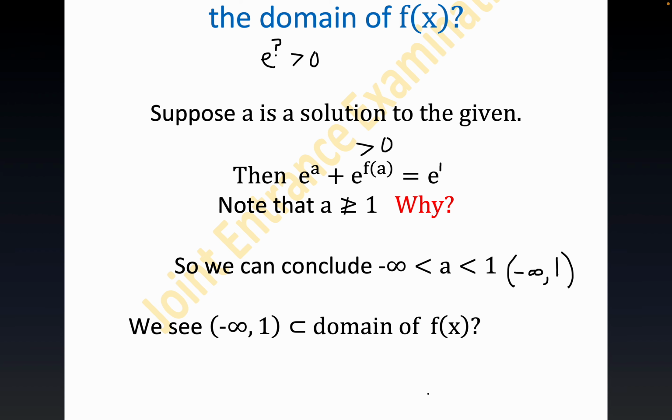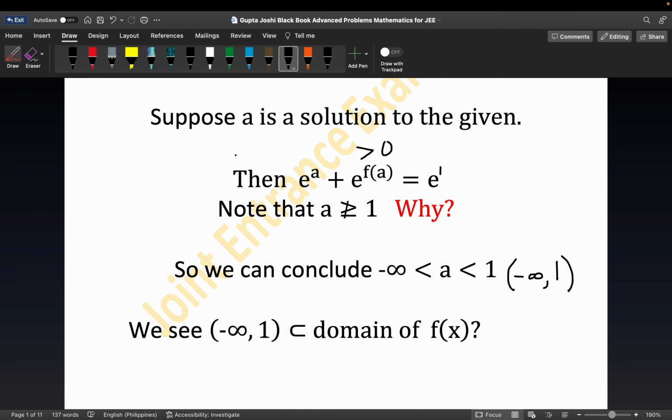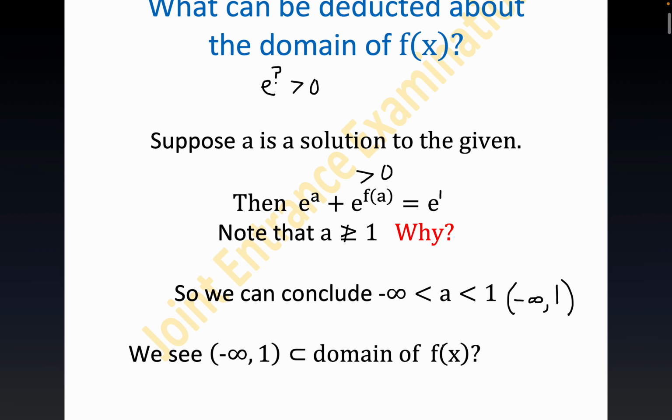So what does this tell us? It tells us that minus infinity comma 1 must be contained in the domain of f of x. See, we want to know something about the domain of f of x. And so the strongest statement I can make is that minus infinity comma 1 is contained in the domain of f of x. Now the solution to the problem, let me go ahead and get that circled. So this would be the answer, in my opinion.